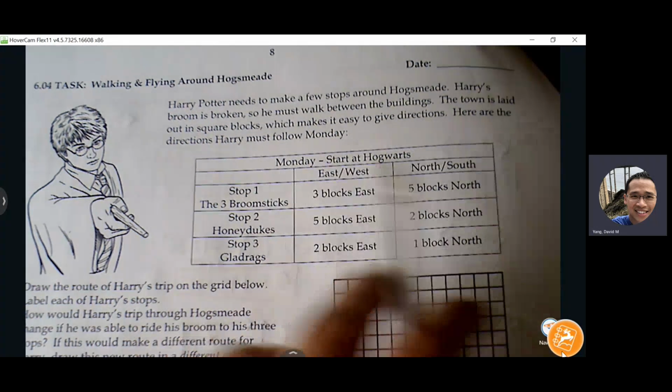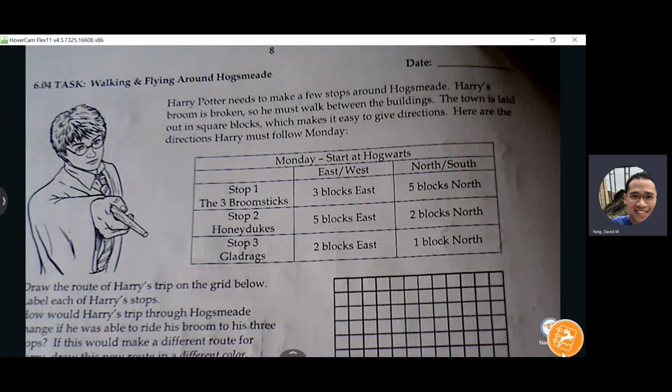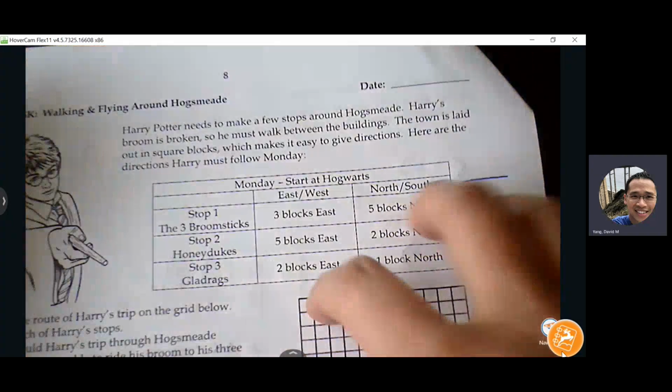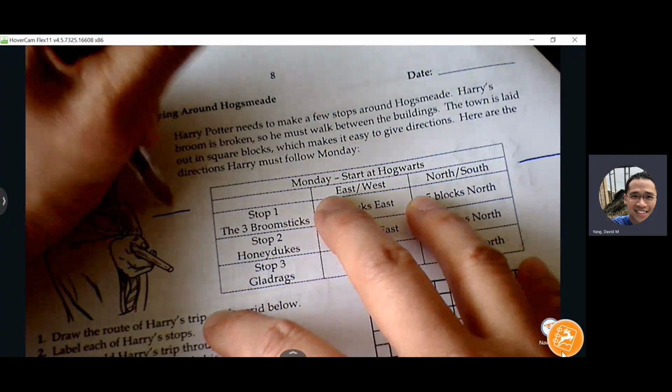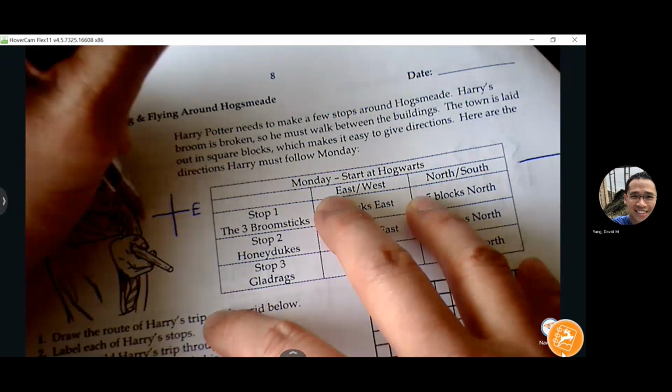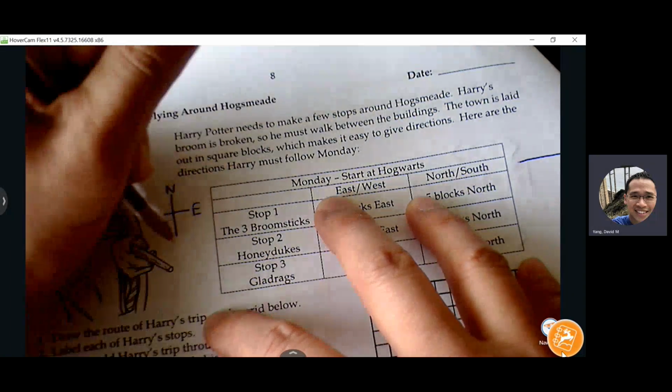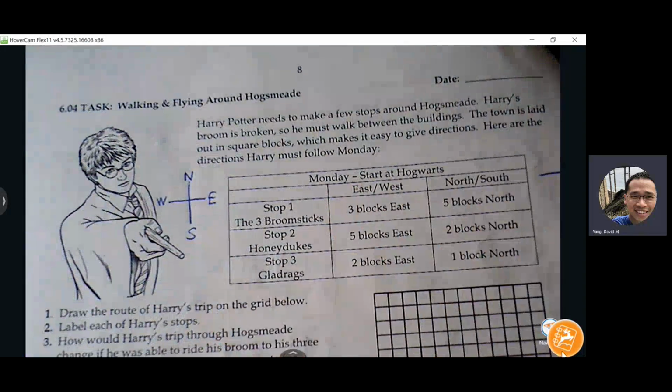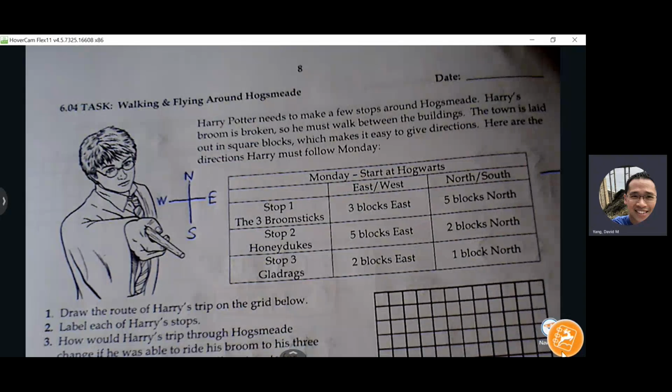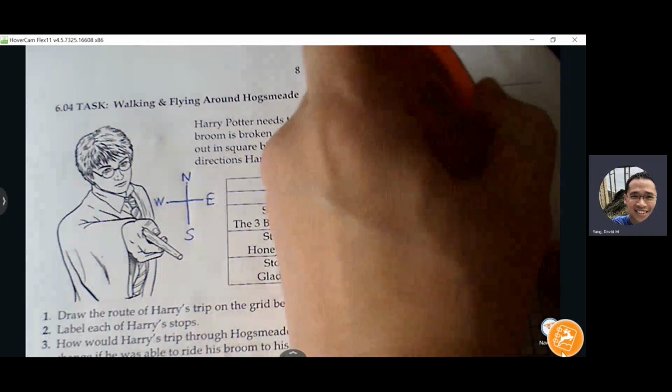All right. So Harry Potter needs to make a few stops around Hogsmeade. Harry's broom is broken, so he must walk between the buildings. The town is laid out in square blocks, which makes it easy to give directions. Here are the directions Harry must follow on Monday. I'll put the compass here, so make sure that we understand: east, west, north, south. East is to the right, west is left, north is up, and south is down.